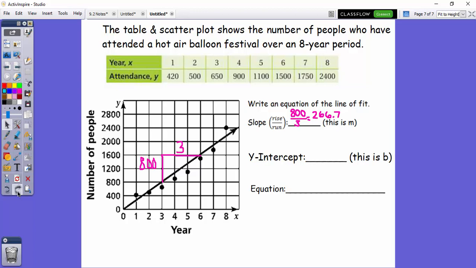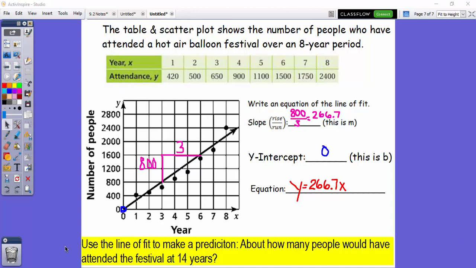Then for our y-intercept. Now the y-intercept is where the line crosses the y-axis, which is right way down here at 0. So our y-intercept is 0. So when we write the equation, remember we use y equals mx plus b. So I always start with y equals, and then instead of m, I replace it with my slope, 266.7 x plus b, which is 0. So I don't need to write plus 0 in my equation. So now we're going to use this equation to make some predictions.